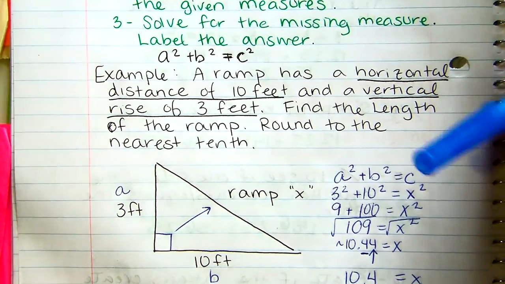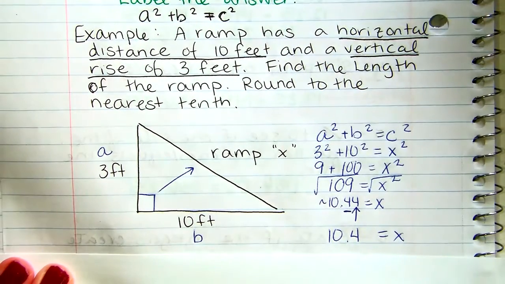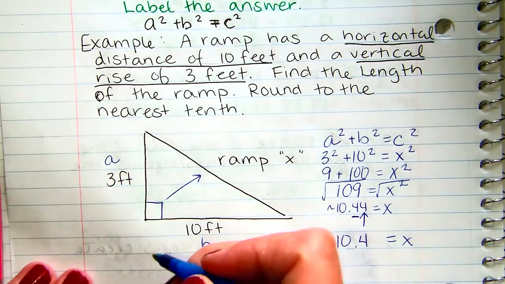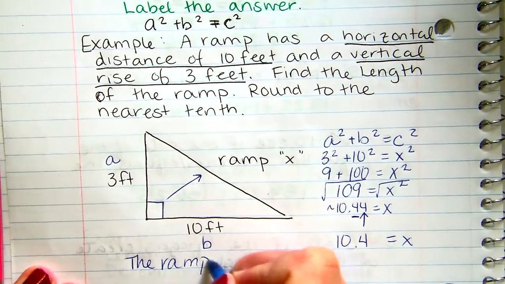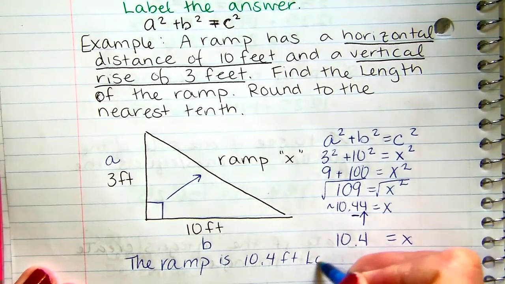Now, ultimately, we need to label our answer. Because this is a word problem, we need to make sure that not only do we have our units of measurement, but we also need to state this in words. So I'm going to state down here, the ramp is 10.4 feet long. And I'm going to circle it.